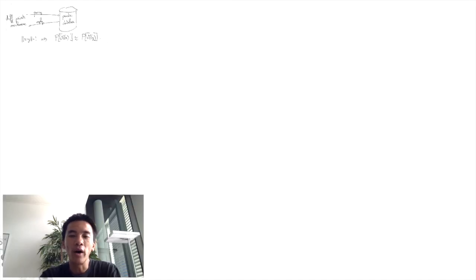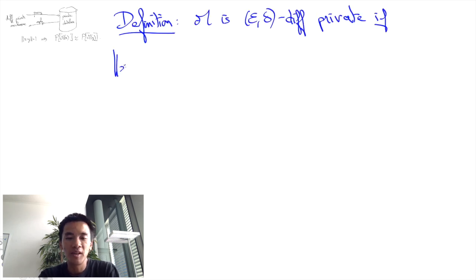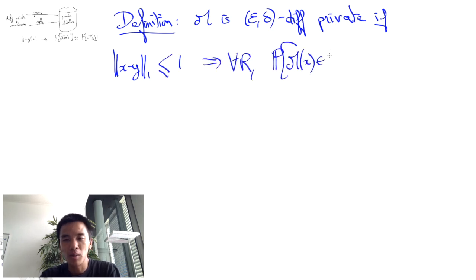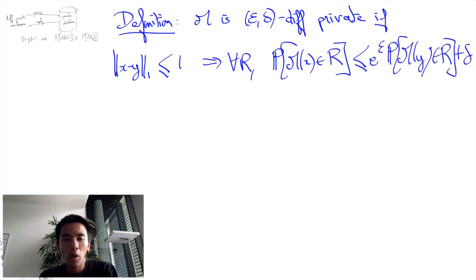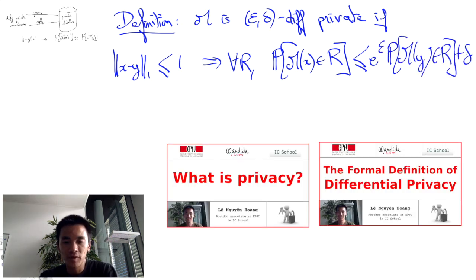More precisely, for any possible set of responses R, we have the probability that M of X is in R is at most e to the epsilon times the probability that M of Y is in R plus delta. For more on this definition, I refer you to the previous videos I made.